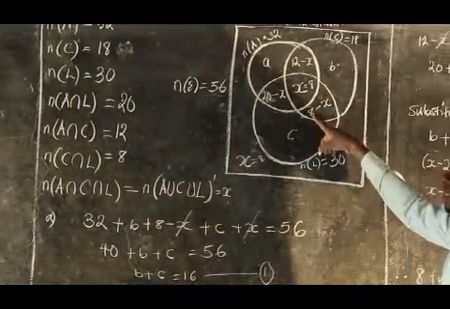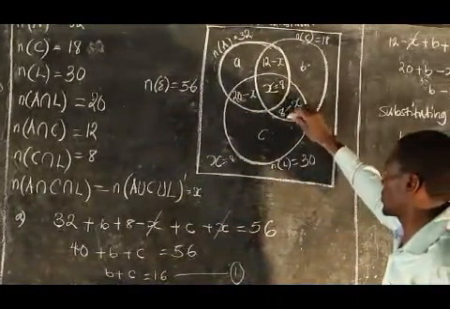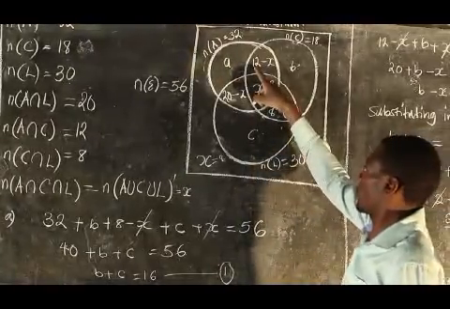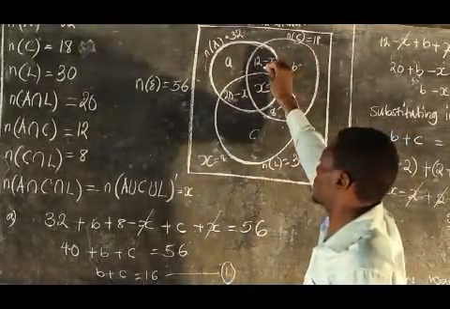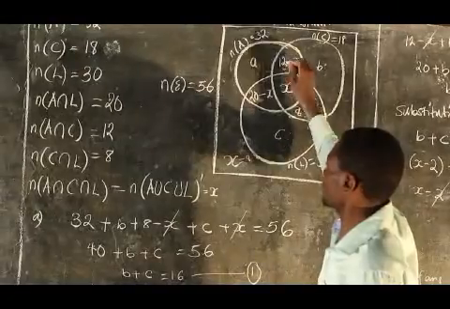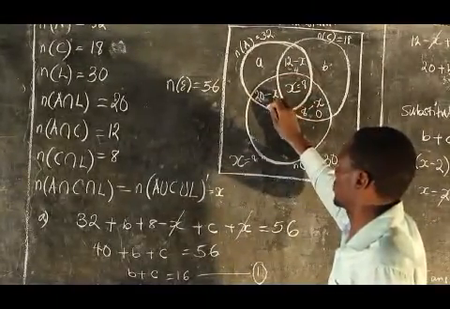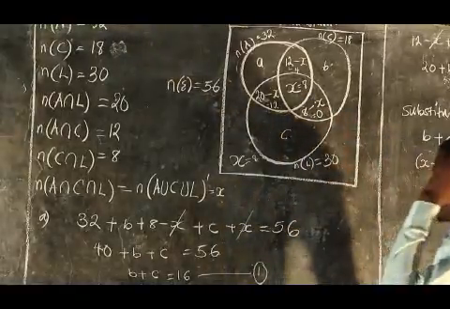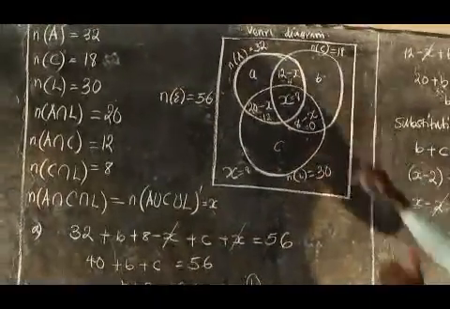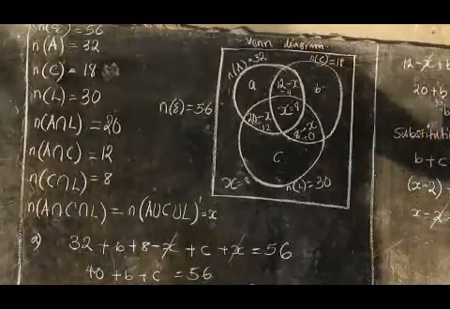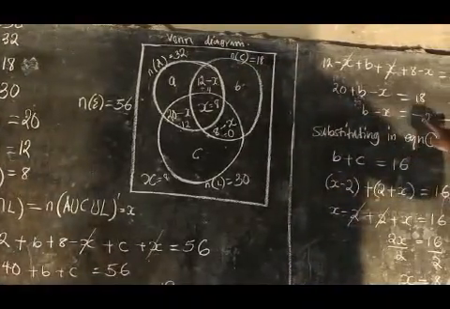Now this is 8 minus 8, which is equal to 0. This is 12 minus 8, which is equal to 4. This is 20 minus 8, which is equal to 12. We are just simplifying. So B, remember from our B, we said B minus X is equal to 2.